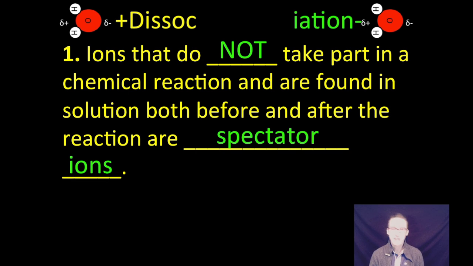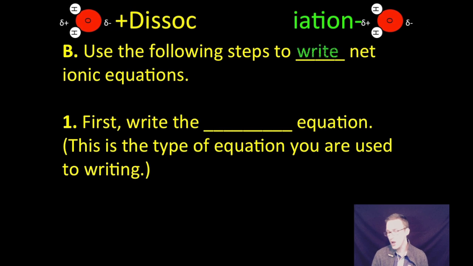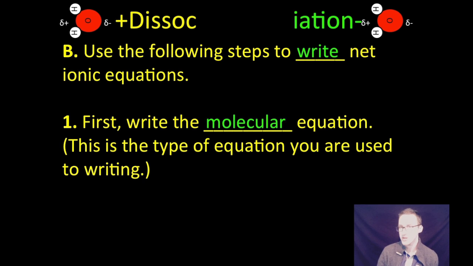Okay, and before we write these net ionic equations, one really important vocabulary word here is spectator ions. These are things that do not take part in the chemical reaction and are found in solution both before and after. They're just watching the chemistry happen. They aren't actually taking part in the chemistry themselves. Now, how do we write a net ionic equation, you ask? Well, really good question. The first thing you're going to do is write the molecular equation.